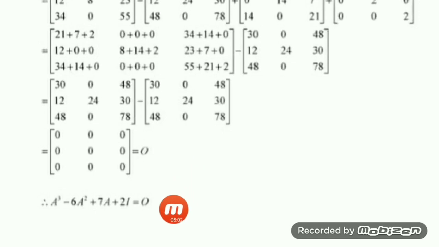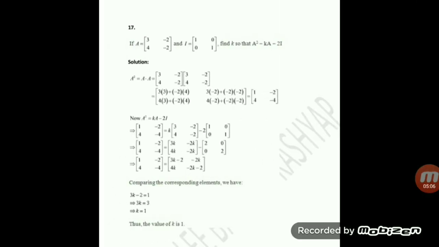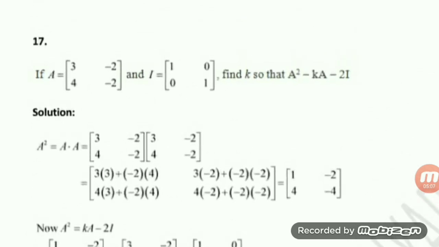So we have proved our result. Hope you understand it. After that, your next question is question number 17. If A is equal to the matrix with first row 3, minus 2, second row 4, minus 2, and I is given here. I is the identity matrix 1, 0, 0, 1.